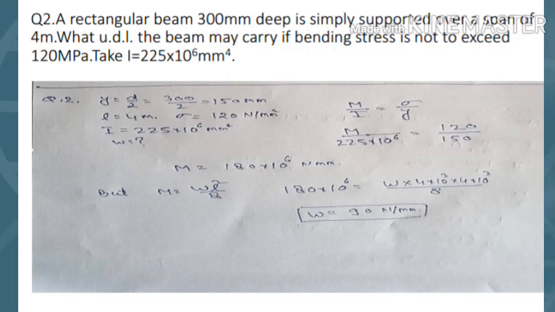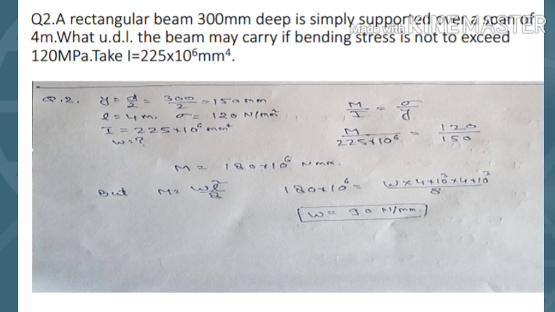Now in second question, a rectangular beam 300 mm deep is simply supported over a span of 5 meter. Here the beam is given as rectangular beam and depth is 300 mm. What UDL may the beam carry if bending stress is not to exceed 120 megapascal? Take I equal to 225 into 10 power 6 millimeter to the power 4.